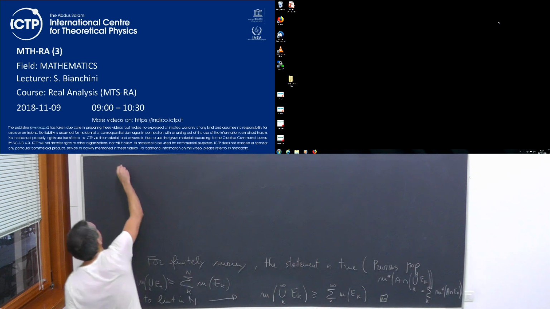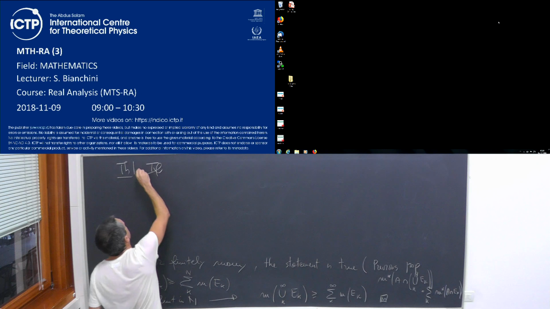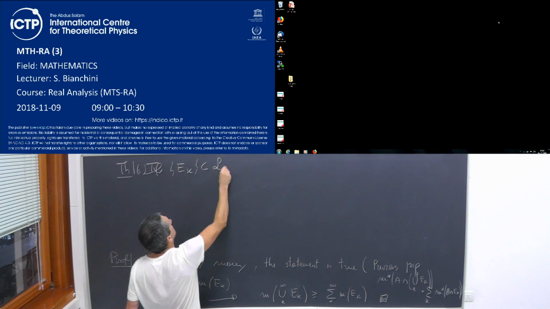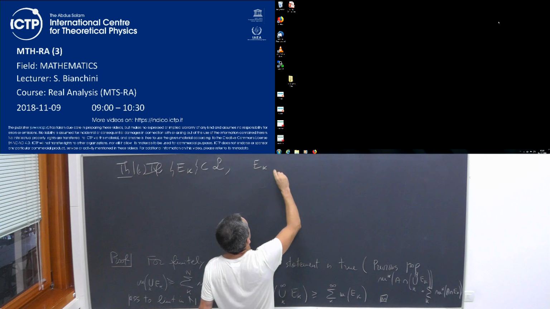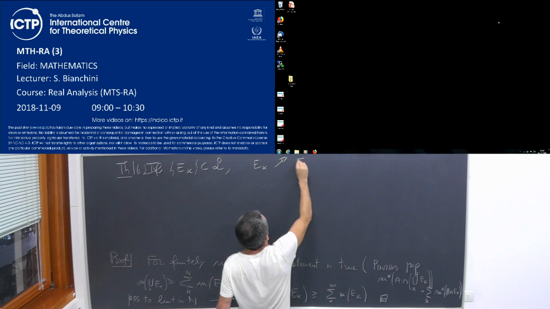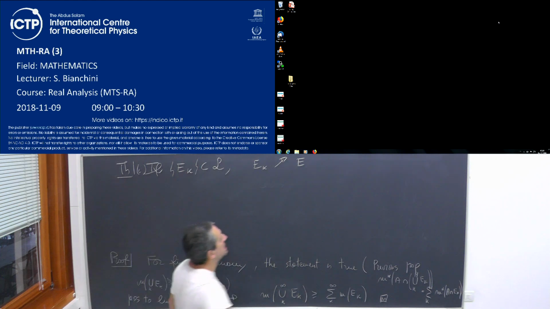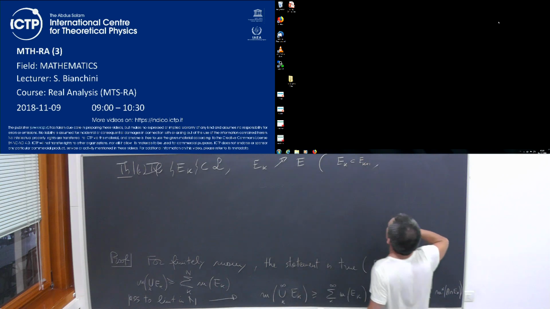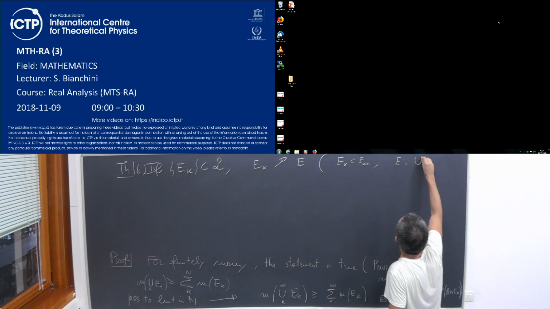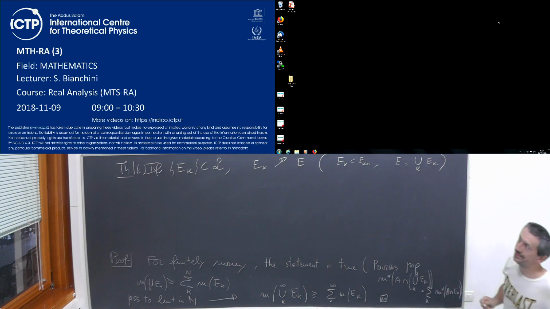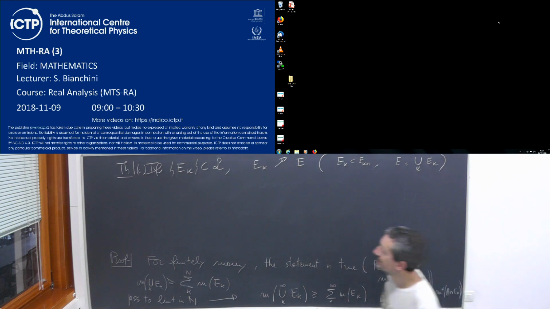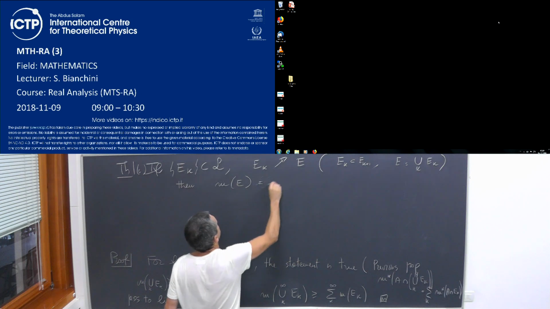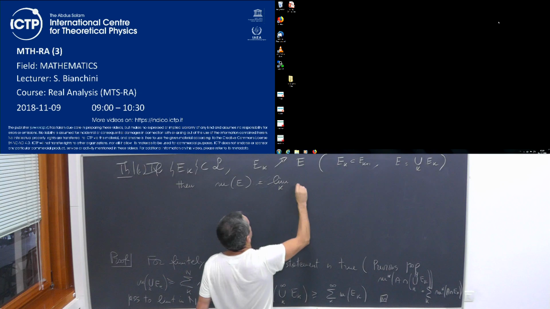So theorem, two parts. If E_K is a sequence of measurable sets, and E_K is an increasing sequence converging to a certain set E. So this notation means that E_K is contained in E_K plus 1, and essentially E is the union of E_K. Then the measure of E is the limit over K of the measure of E_K.